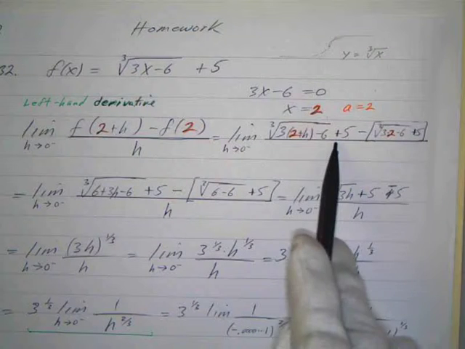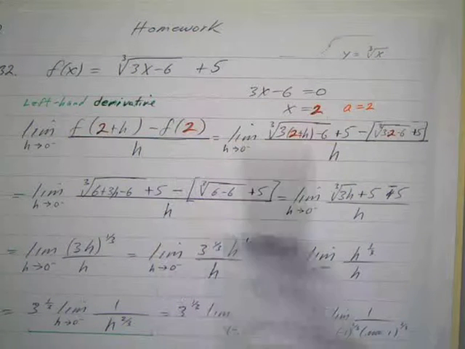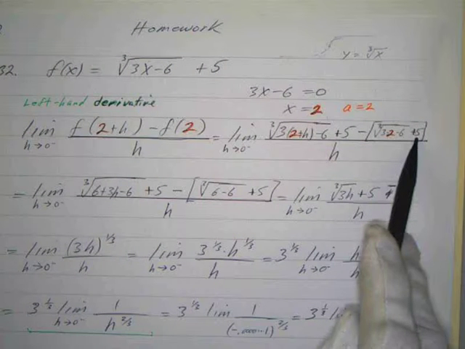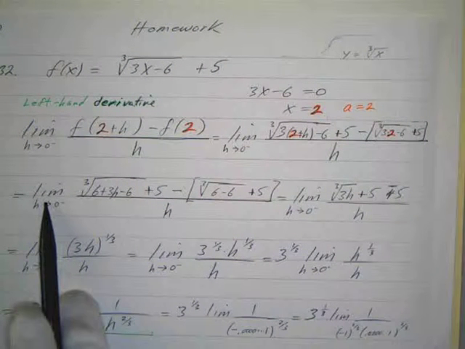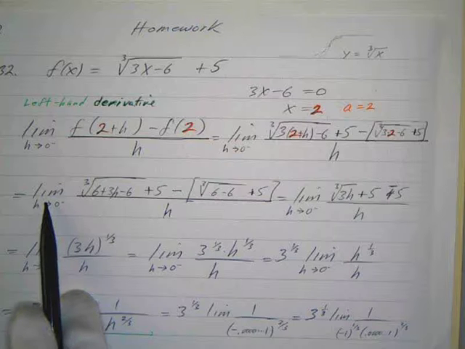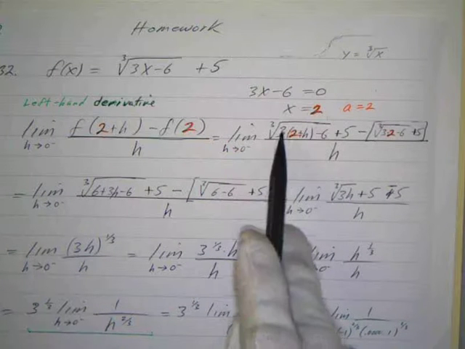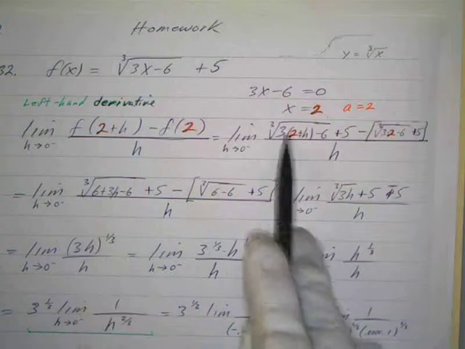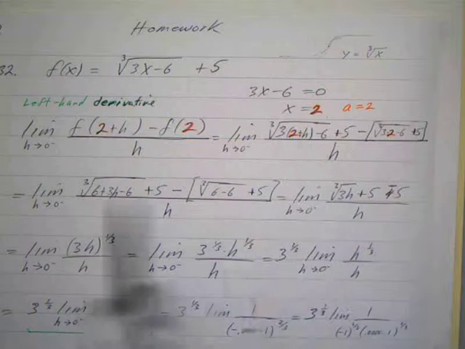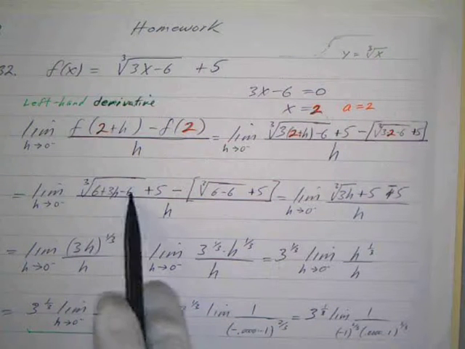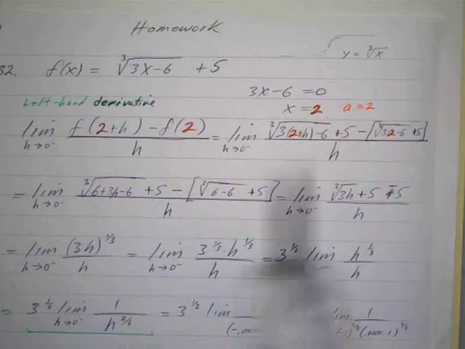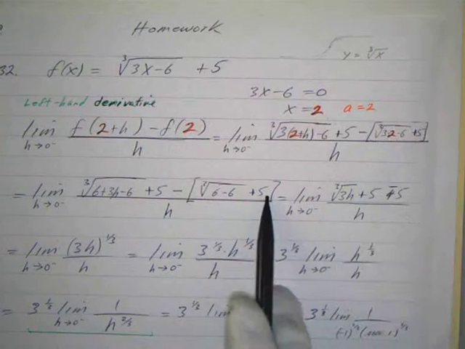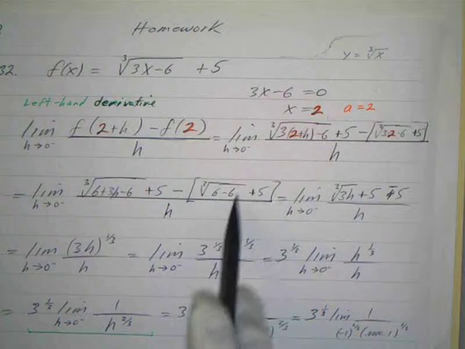All right, so we've got this. And then when I put 2 in, it's just going to be 3 times 2 minus 6 plus 5. Then we can simplify it a little bit. 3 times 2 is 6 plus 3h minus 6, all under the radical, plus 5, minus the cube root of 3 times 2 is 6 minus 6 plus 5. And that's nice because that just becomes 0.